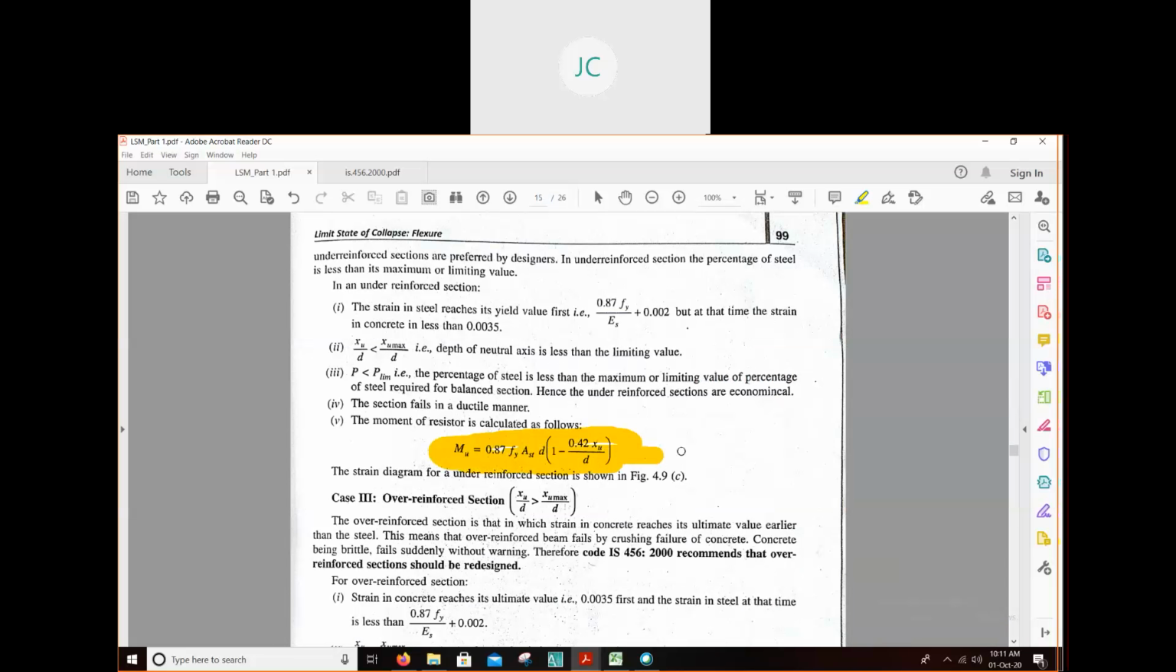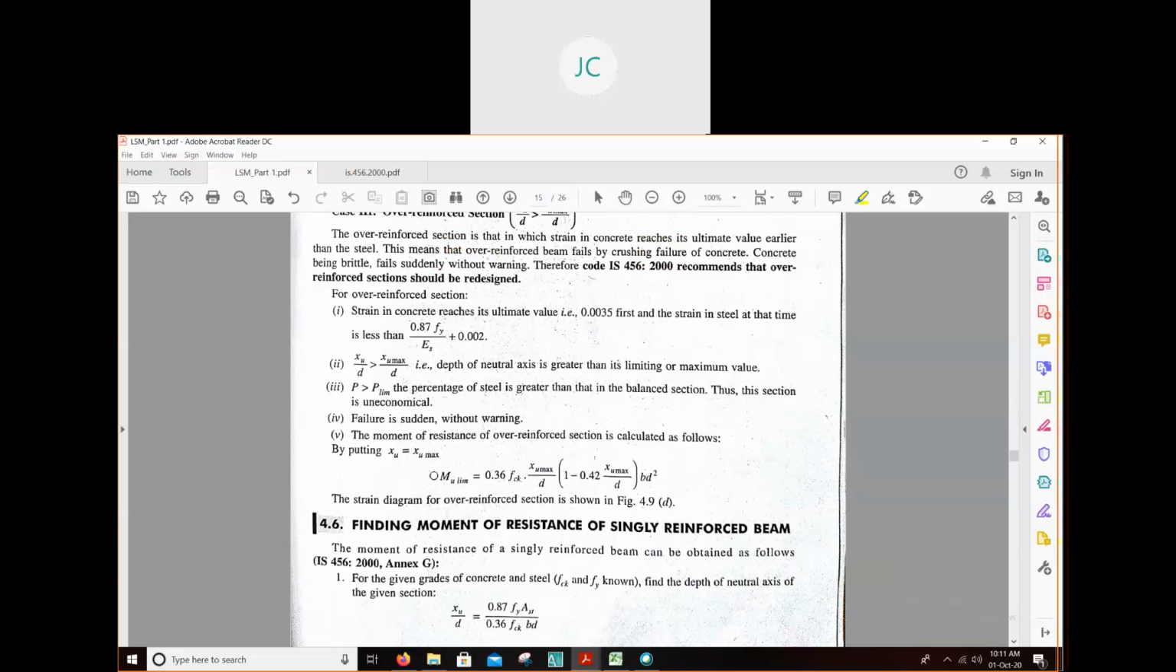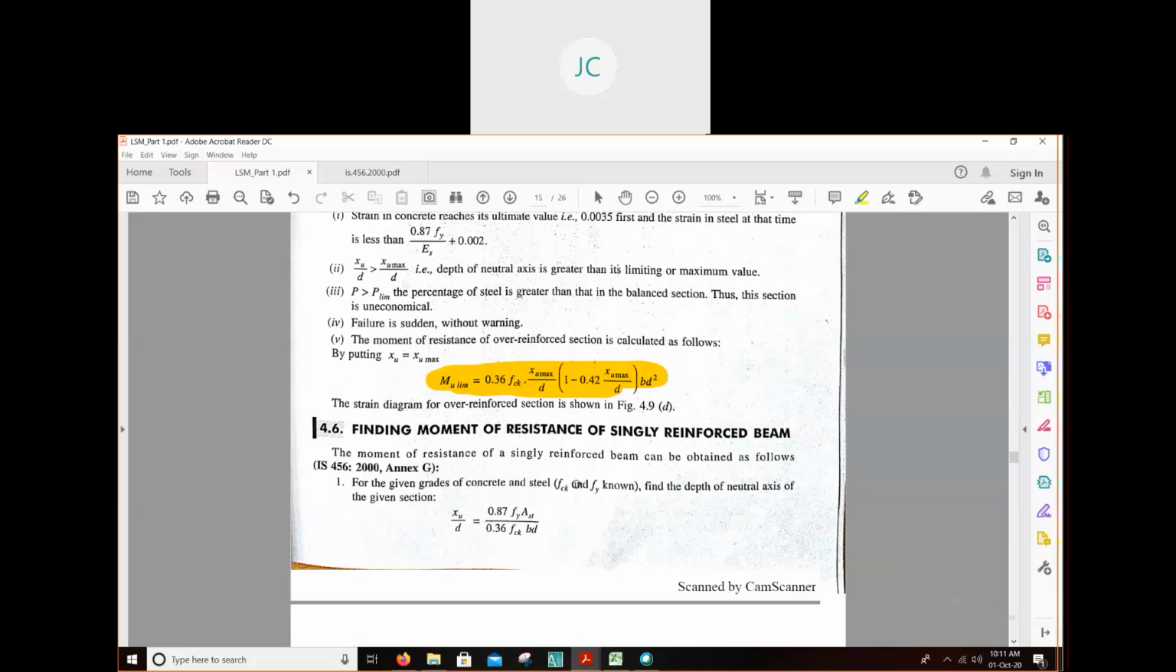Okay, so now I am showing you the equations. For balance section we can use any equation, this one or this one. For underreinforced, only this equation, which is also given in IS 456, clause number G.1.1, you will get this equation. For over reinforced section you can see this equation. It will become Mu lim, and in place of xu you have to write xu max.